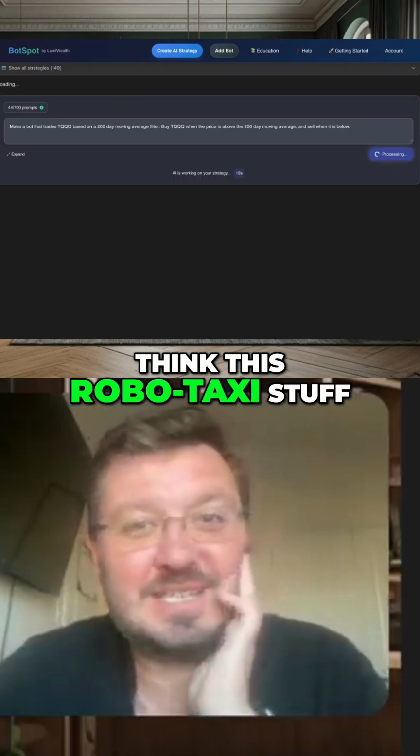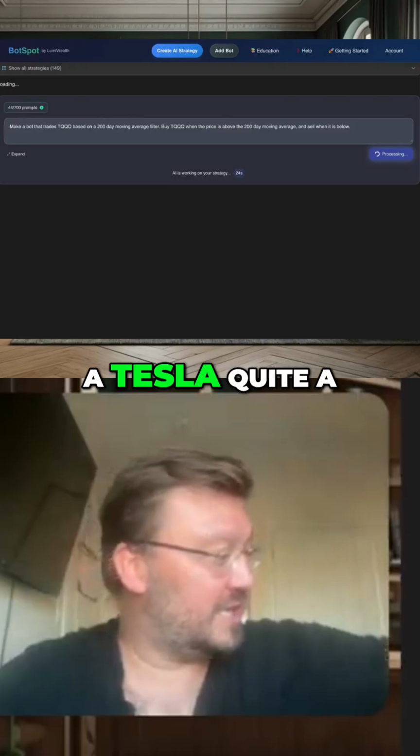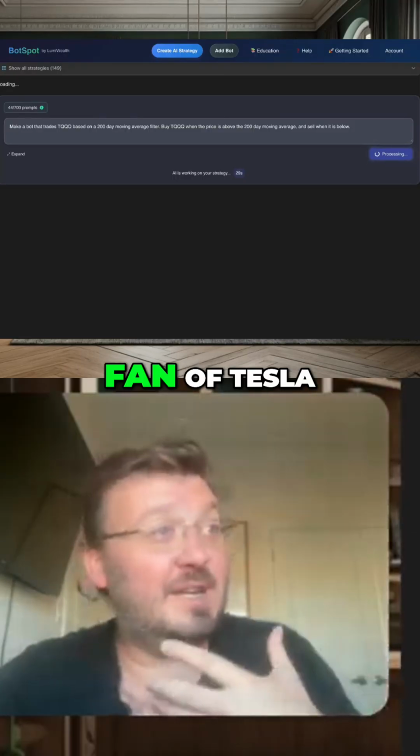I think this robotaxi stuff is going to be really, really big. I know this because I actually rode in a Tesla quite a few times. We rented one and the technology is very impressive. So I'm a big fan of Tesla, for example.